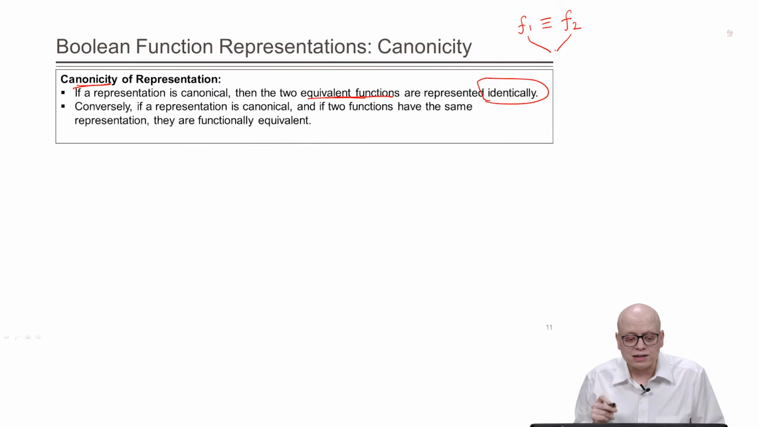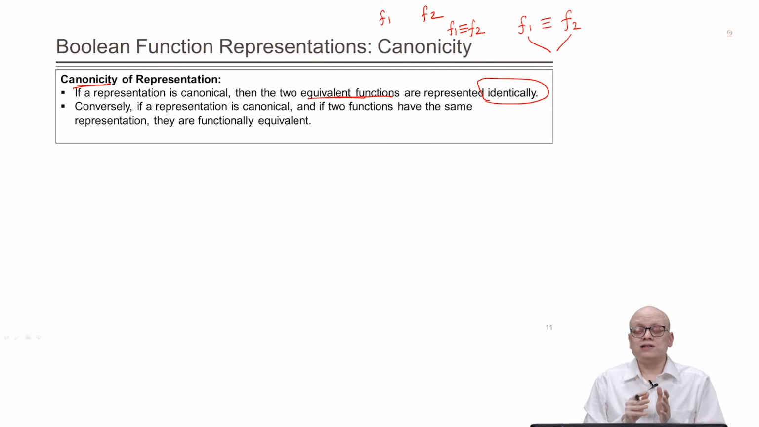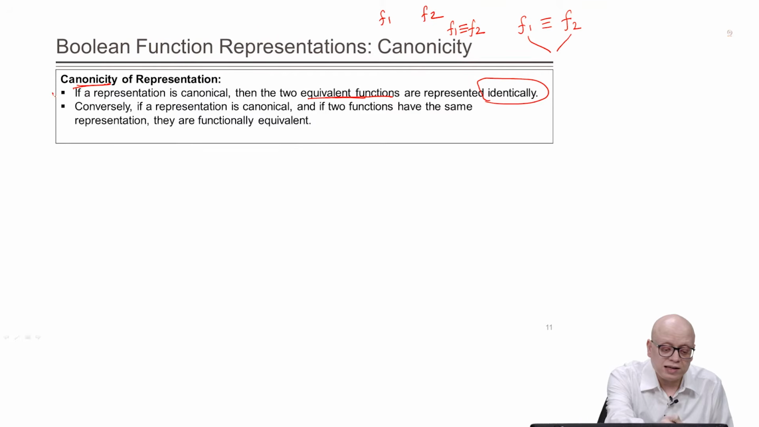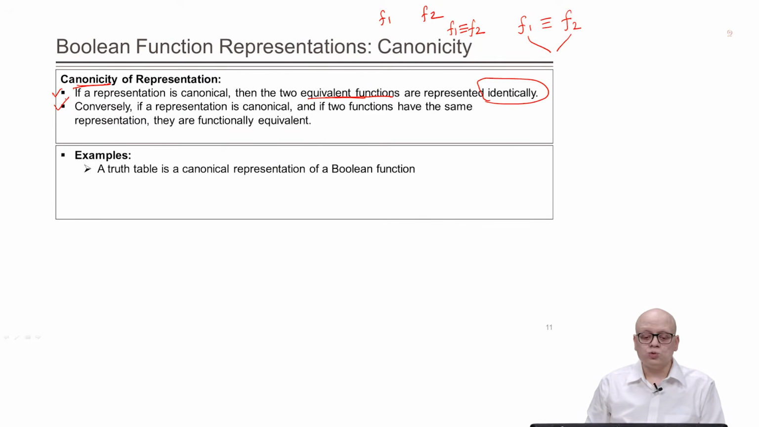Conversely, if a representation is canonical and if two functions have the same representation, suppose f1 and f2 have the same representation, then it means that these two functions are essentially equivalent. So, if in a representation these two properties are satisfied, then we say that this is a canonical representation. For example, a truth table is a canonical representation of a Boolean function.